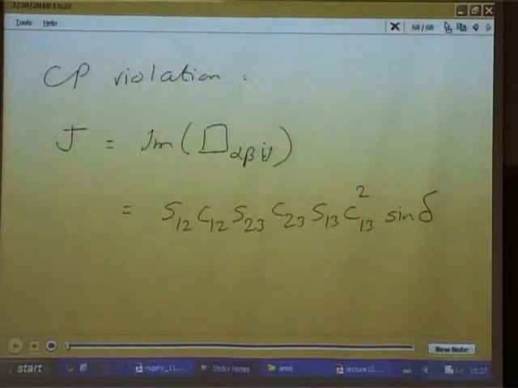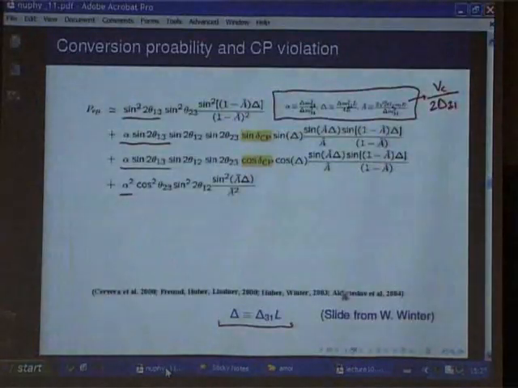So now, if we go back to the expression and look at the second term, you will find sine 2 theta 1 2, which is sine theta 1 2 cos theta 1 2. Then sine theta 2 3 cos theta 2 3. This is sine theta 1 3 cos theta 1 3. And then this is delta CP.